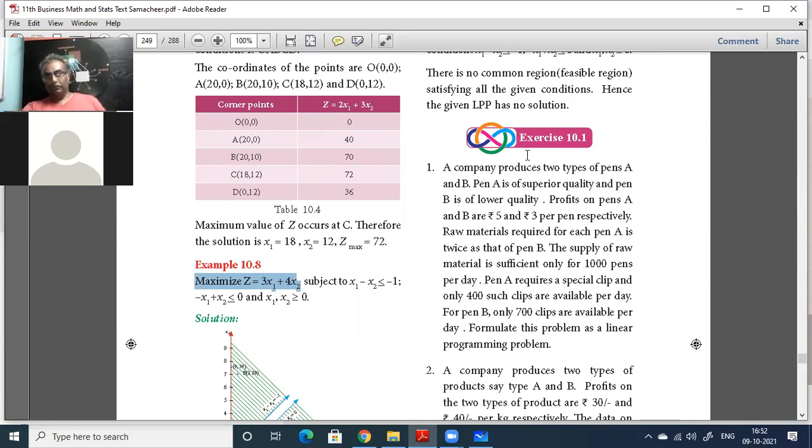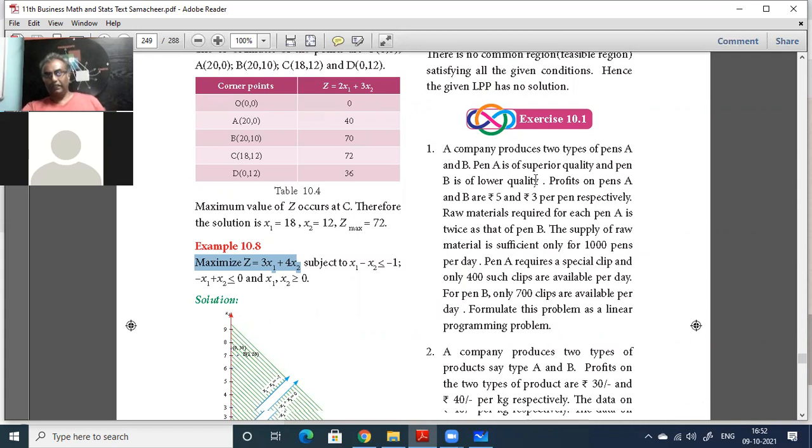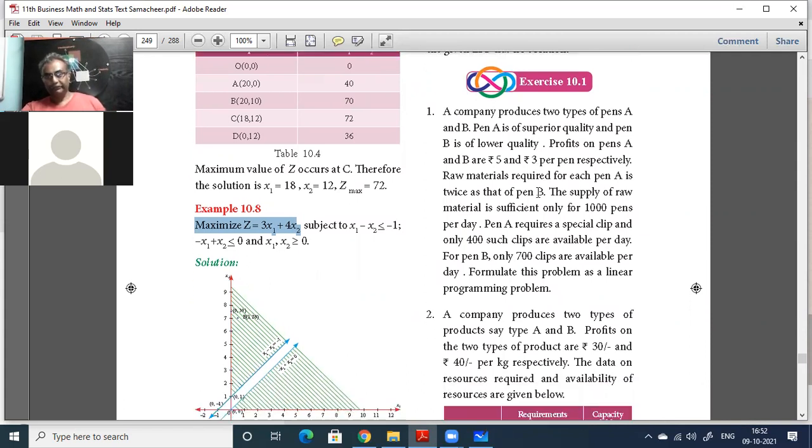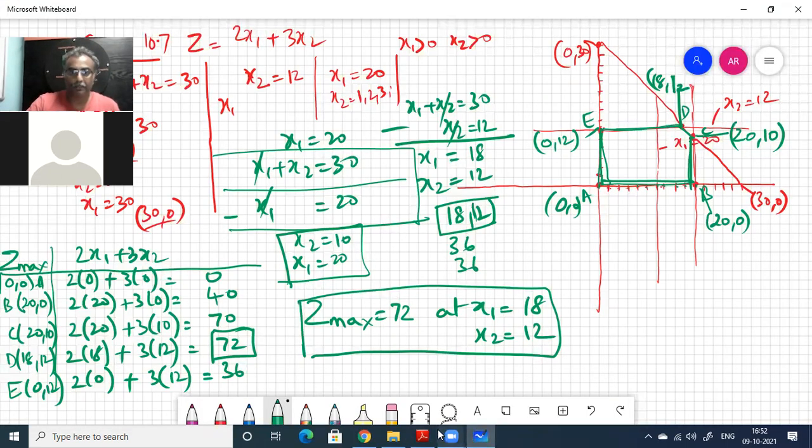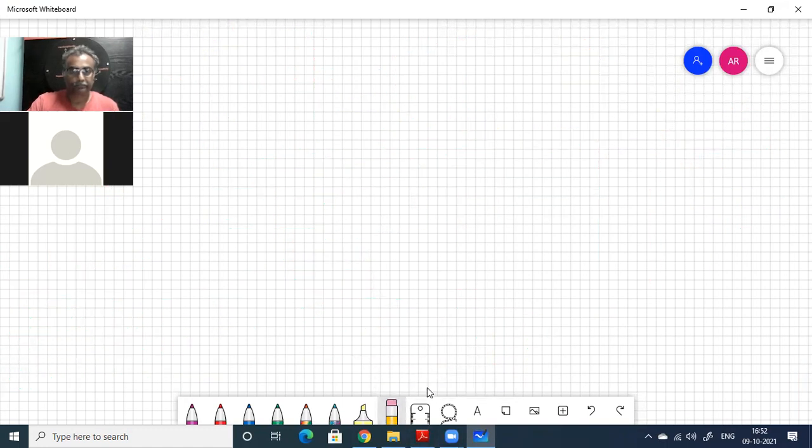Now let us go to exercise 10.1. At least we will do the first sum, and I think our time will be up. Exercise 10.1, sum number 1. A company produces two types of pen, A and B. Pen A is of superior quality, pen B is of lower quality.